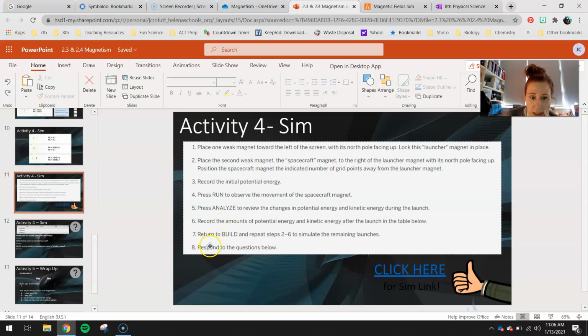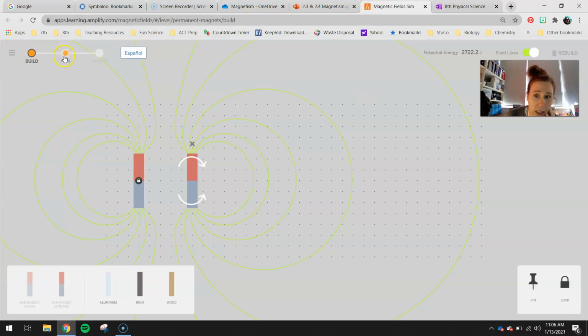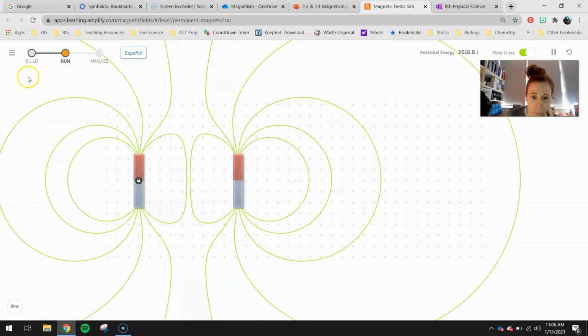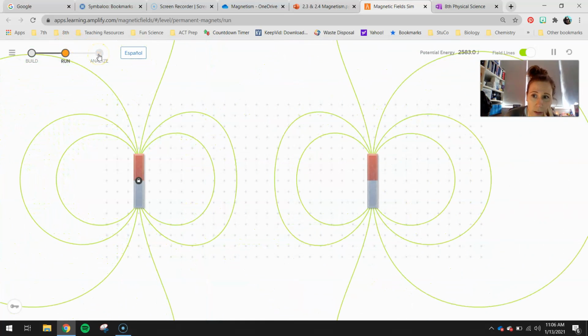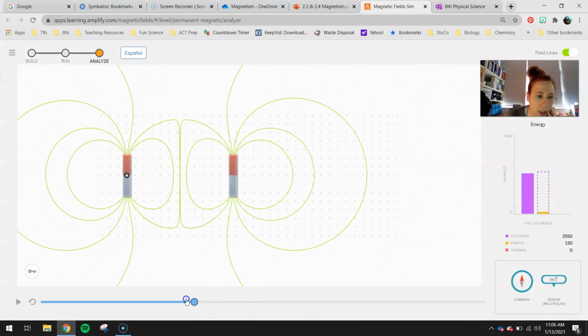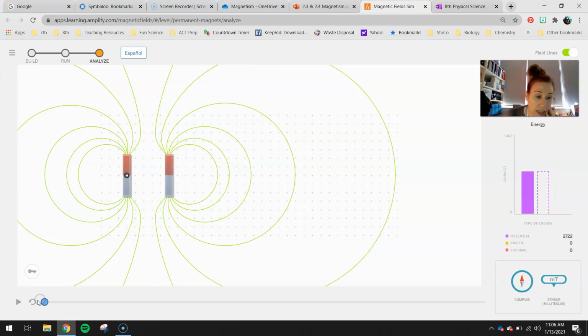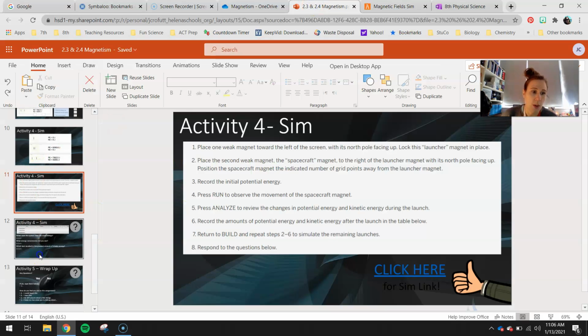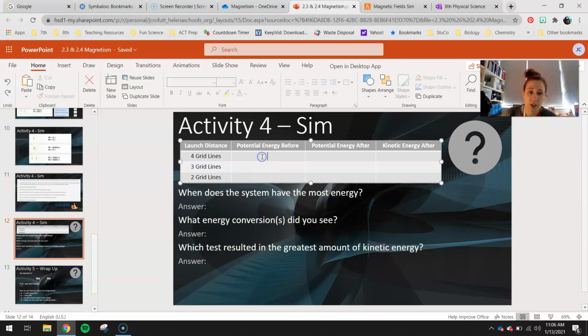And then we're going to go and do the same 2 steps, but with the closer distances. So we're starting off at the farthest away. So I'm going to go ahead and hit run. And then analyze. It took forever. And I'm going to go to my beginning to see what my initial potential energy was. So when those 2 were held in place, we had an initial potential energy of 2,722 joules. So I'm going to go into this. My potential energy before was 2,722 joules. So I'm going to plug that in there.